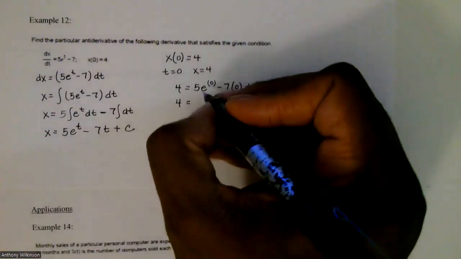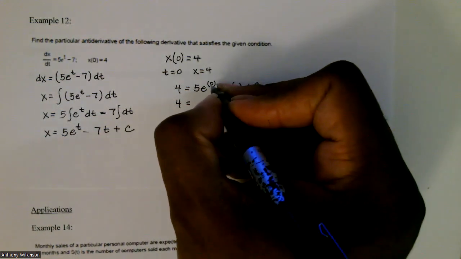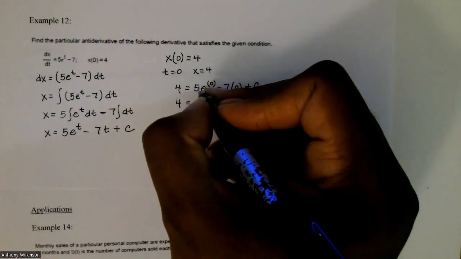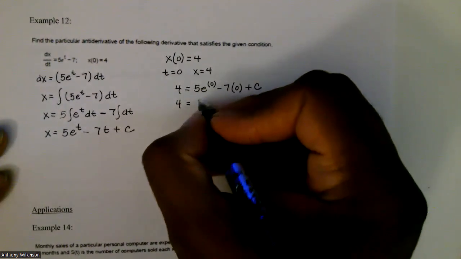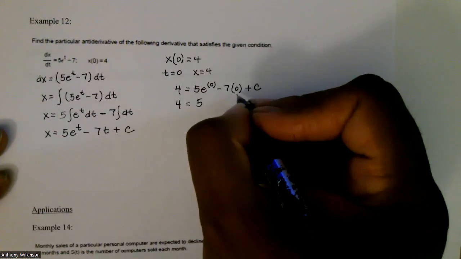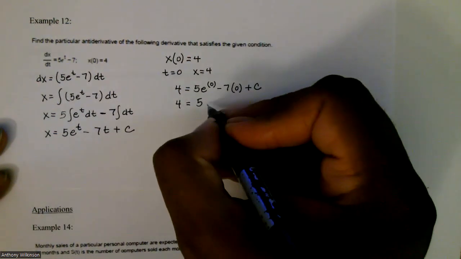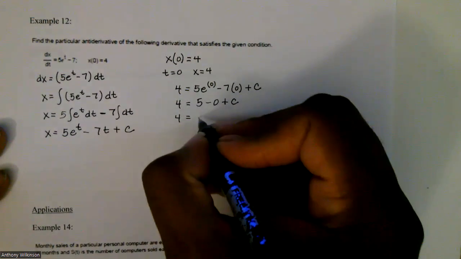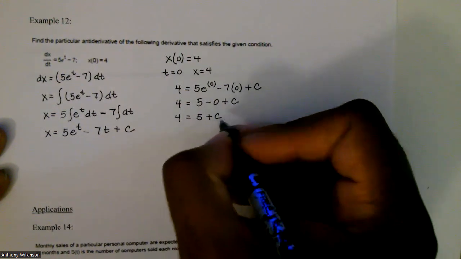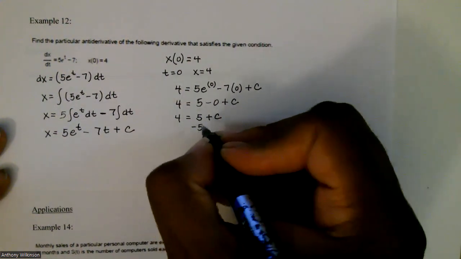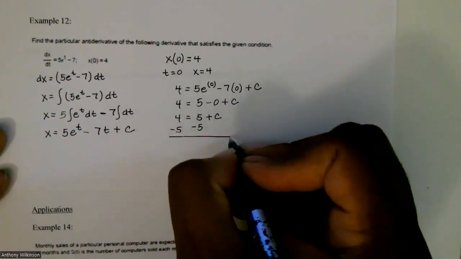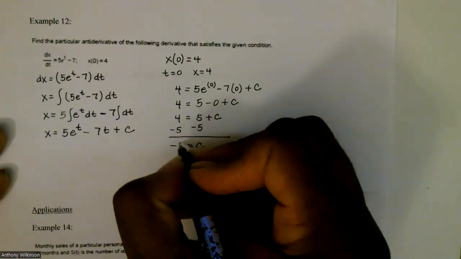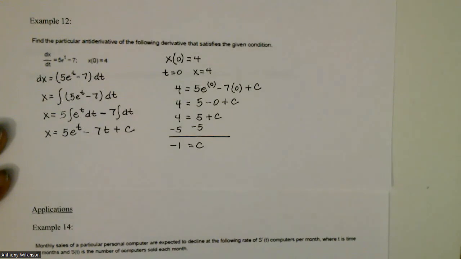Now, keep in mind, any non-zero number to a 0 power is 1. So e to the 0 is 1. 1 times the 5 will be 5. Minus 7 times 0 is 0. Now go and add that, plus c. So that means I have 4 is equal to 5 plus c. And to find out what c is, we have to subtract 5 on both sides. So that means c is equal to -1. So our constant that we're looking for is -1.